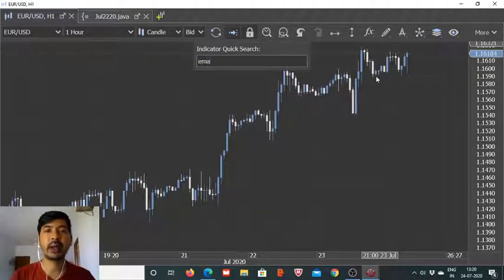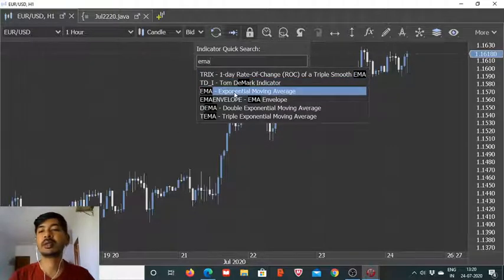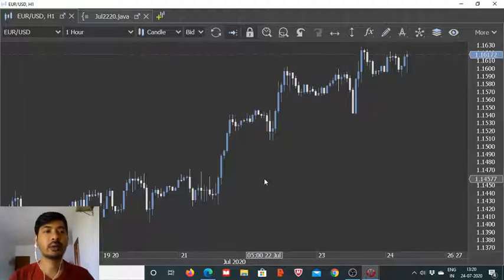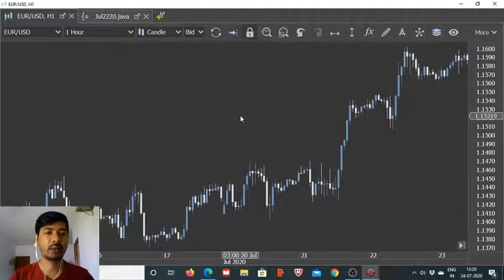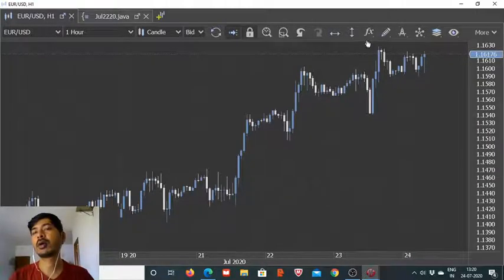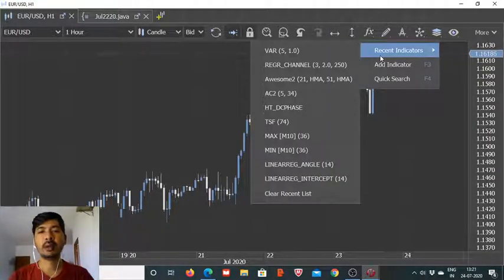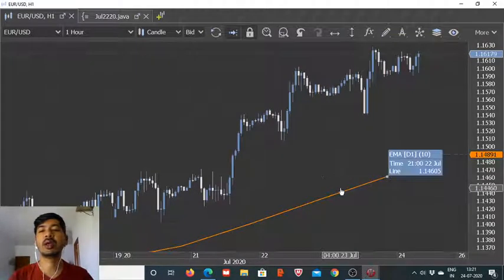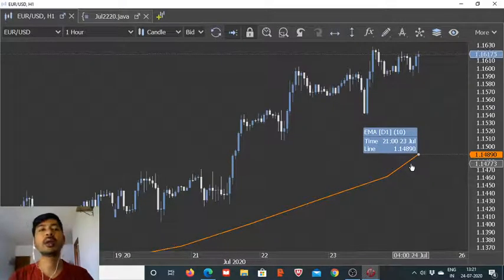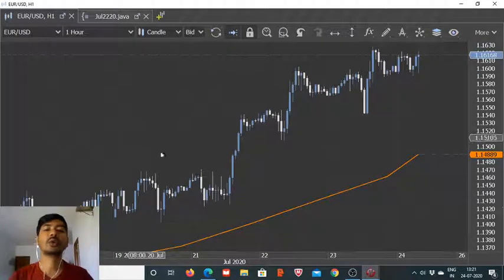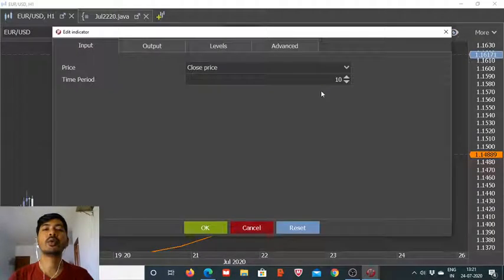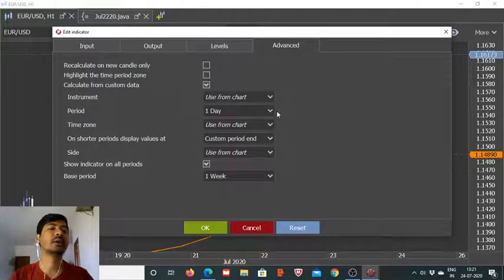Let us add EMA on this chart. Here we have got this EMA. What happened? The EMA hasn't been plotted. Let me see what went wrong. Recent indicators. Okay, again we got the indicator now. This is EMA, and it is being calculated on the daily time frame. That is the issue. So we have to edit it to do the calculation as per the chart time period.